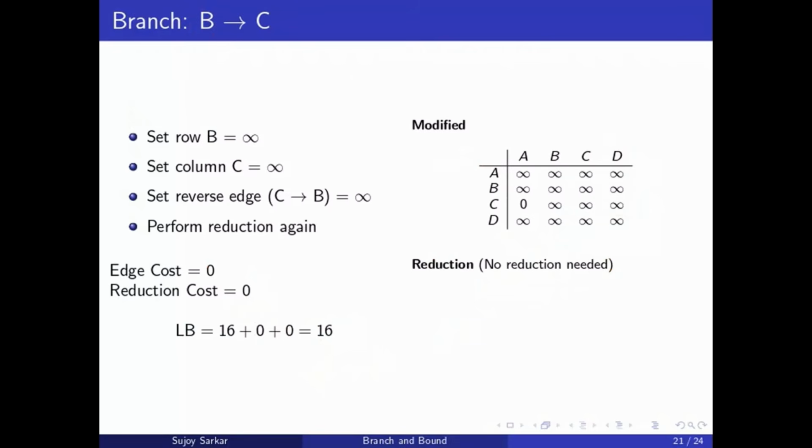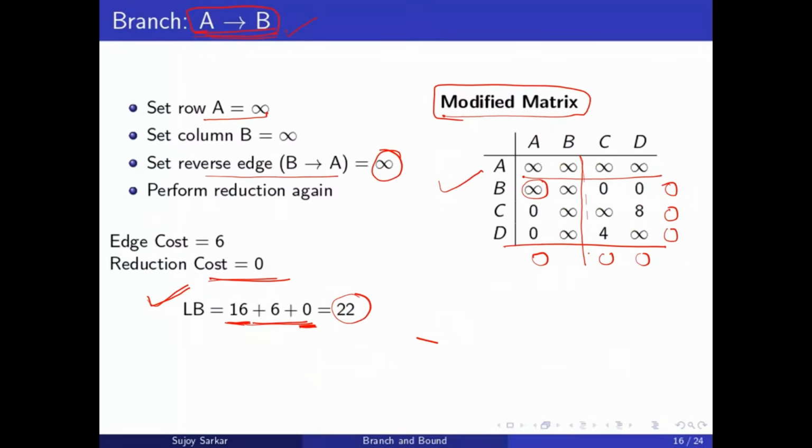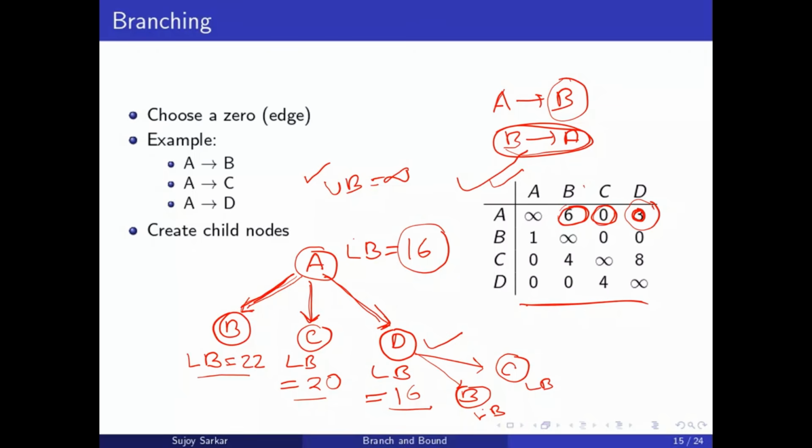So far, here lower bound we got 16. For this we got 25. So next which node will we pick up? We have 3 live nodes, 22, 20, or 4 nodes, 16, 25. So we'll pick up B, right?